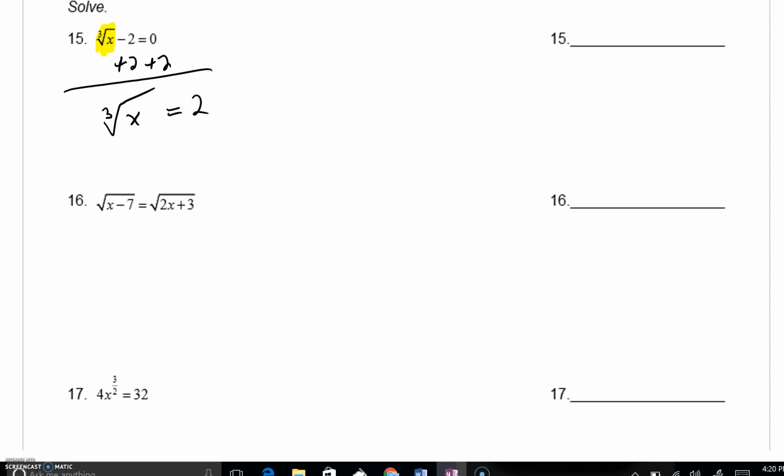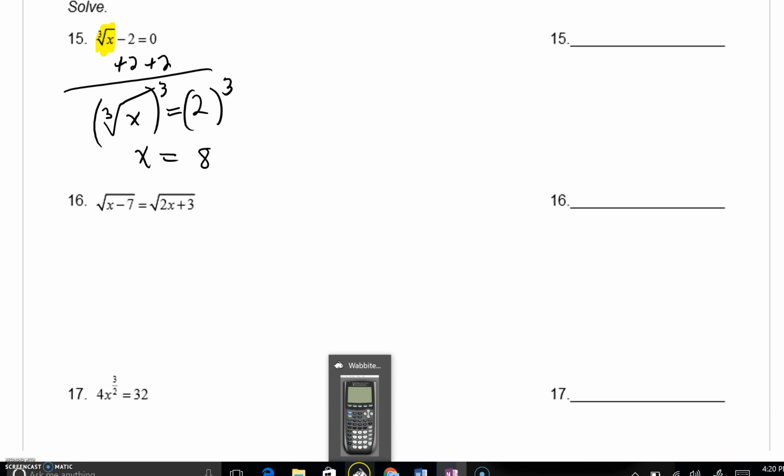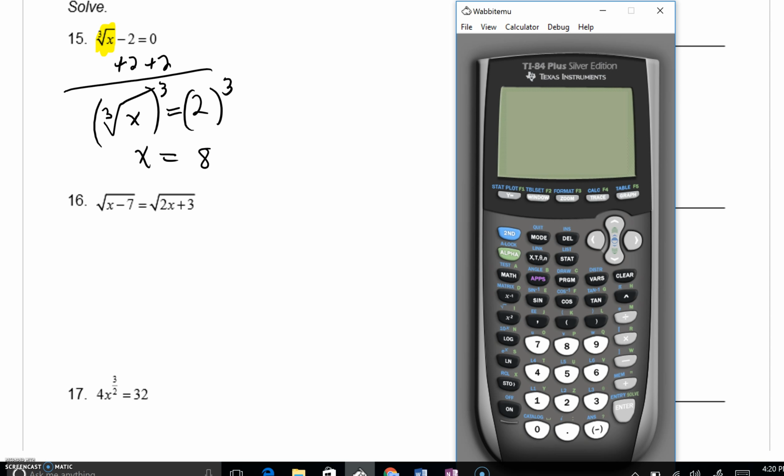Well, now what? To get rid of a cube root, we're going to raise up to the third power. And you just have an x here. 2 to the third is actually going to just get you 8. Now I said that you don't have to do a check, and that is true.